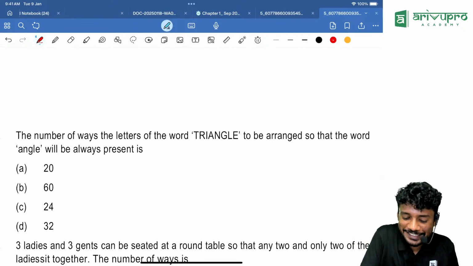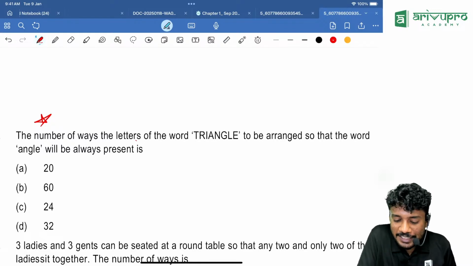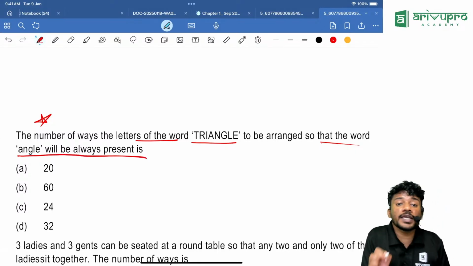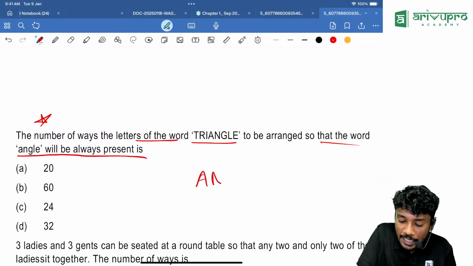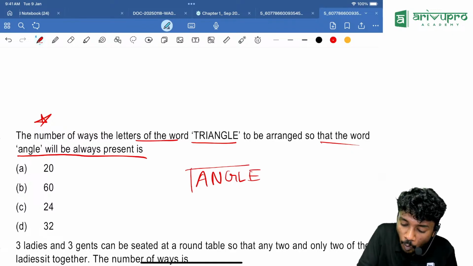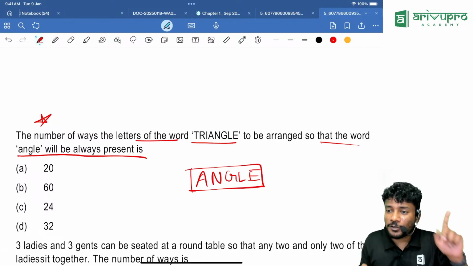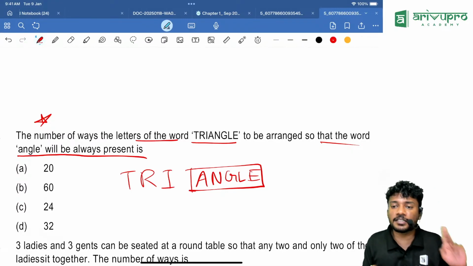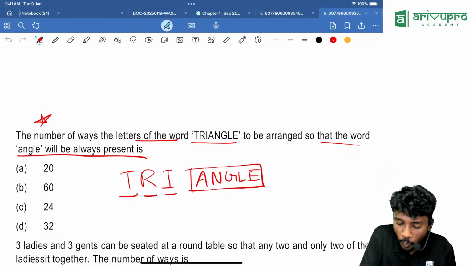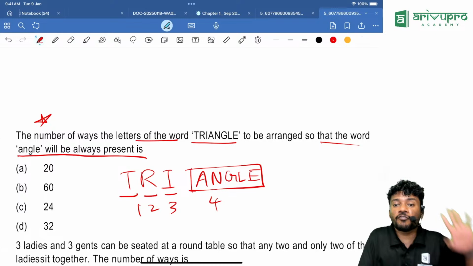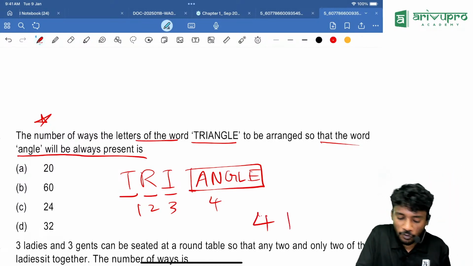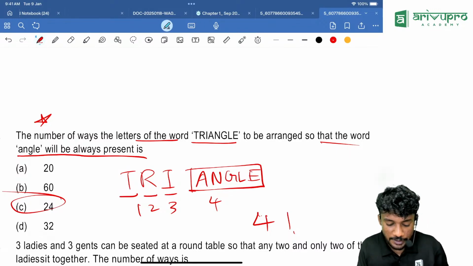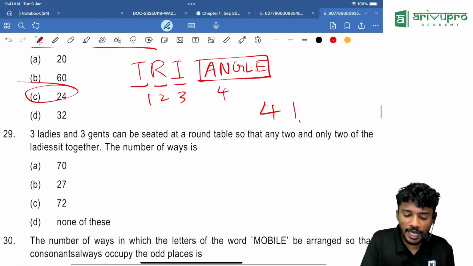The number of ways the letters of the word TRIANGLE can be arranged so that the word ANGLE will always be present. That means ANGLE will be there always, no matter what, that particular word will be there. Then TRI is the remaining. So 1, 2, 3, 4. So 4 letters are there. How will they be arranged? 4 factorial ways. 4 factorial is how much? 24. What is the answer? C is our answer.